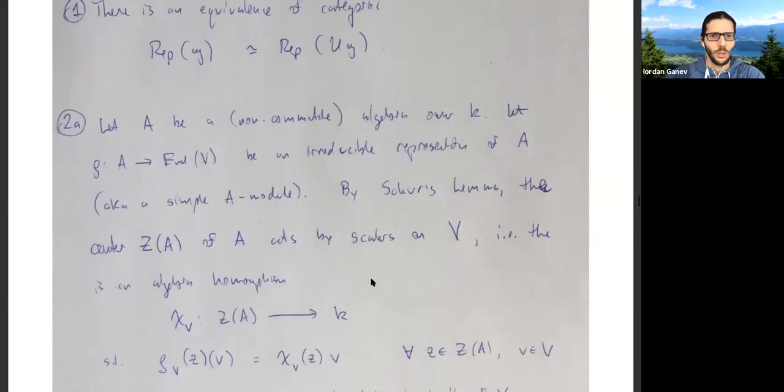There are various advantages of doing this, and one of them is explained in the second observation. If you have any non-commutative algebra A and you have some irreducible representation of A, in other words a simple A-module, so A acts on this vector space V, and I want V to be finite dimensional, I should have said that, sorry. If you have a finite dimensional A-module that's simple, then by Schur's lemma, the center of A acts by scalars on V.